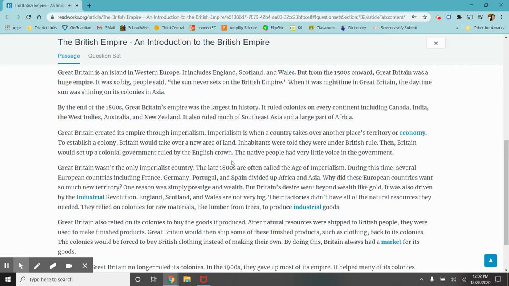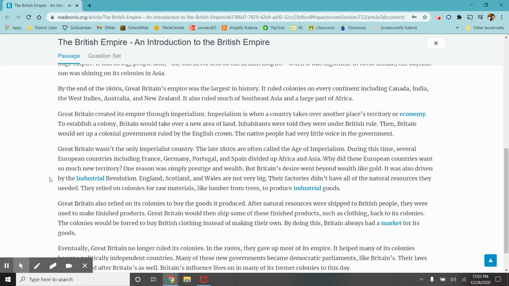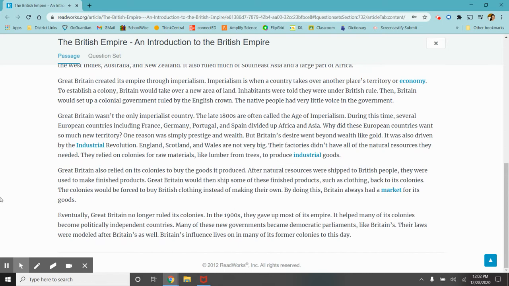Eventually, Great Britain no longer ruled its colonies. In the 1900s, it gave up most of its empire. It helped many of its colonies become politically independent countries. Many of these new governments became democratic parliaments, like Britain's. Their laws were modeled after Britain's as well. Britain's influence lives on in many of its former colonies to this day.